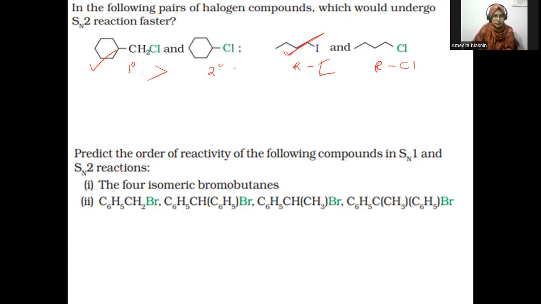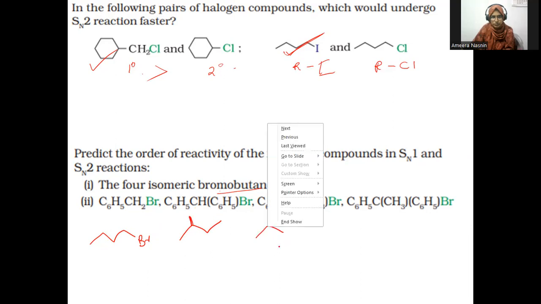Then the next question is, predict the order of reactivity of the following compounds in SN1 and SN2 reactions: the four isomeric bromobutanes. Which are the four isomeric bromobutanes? The first one would be this one, then this one, then we have this one.